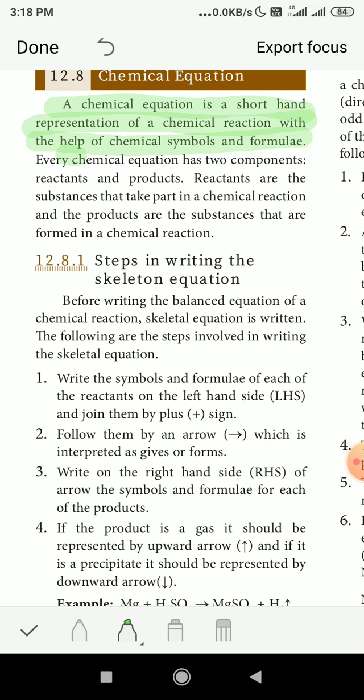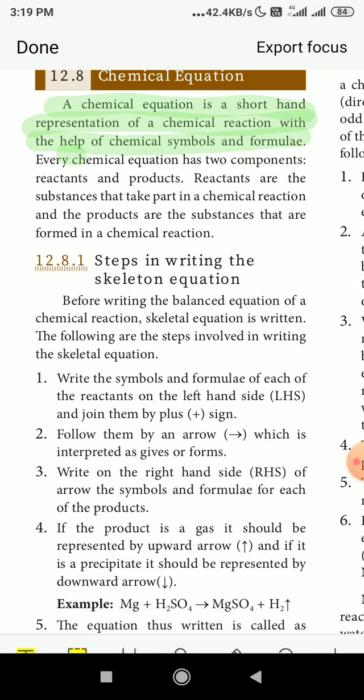Every chemical equation has two components, reactants and products. On one side there will be the reactants, and on the other side, after the arrow mark, there will be the products. Reactants are the substances that take part in a chemical reaction, and products are the substances that are formed in a chemical reaction. So after the reaction takes place, the substance formed is the product, and all the substances that participate in the reaction are the reactants.